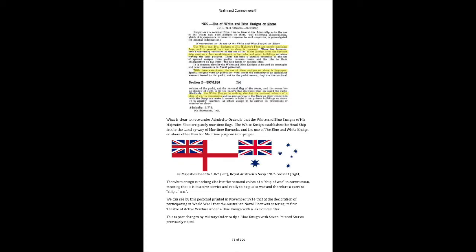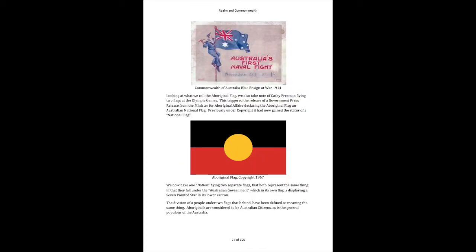We can see by this postcard printed in November 1914 that at the declaration of participating in World War I, the Australian Naval Fleet was entering its first theatre of active warfare under a blue ensign with a 6-pointed star. This is post changes by military order to fly a blue ensign with a 7-pointed star as previously noted.